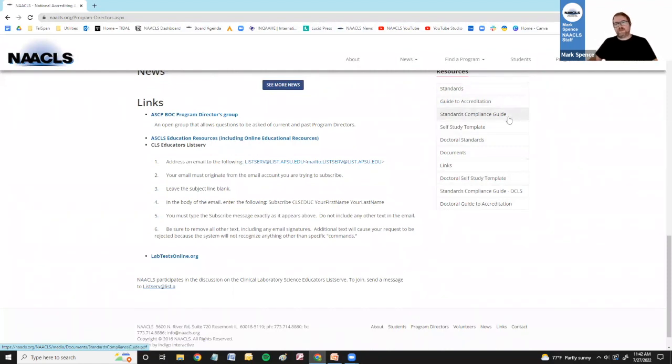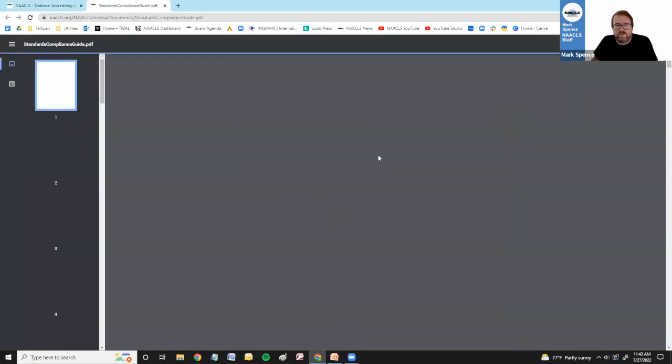So for the site visit, I would assume, and Candy, please still correct me if I'm wrong, probably two of the three most important documents are the standards and the Standards Compliance Guide. Standards will have what we are ultimately looking for in compliance, and the Compliance Guide tells you how to get there, and specifically items that we'll be looking for in the site visit.